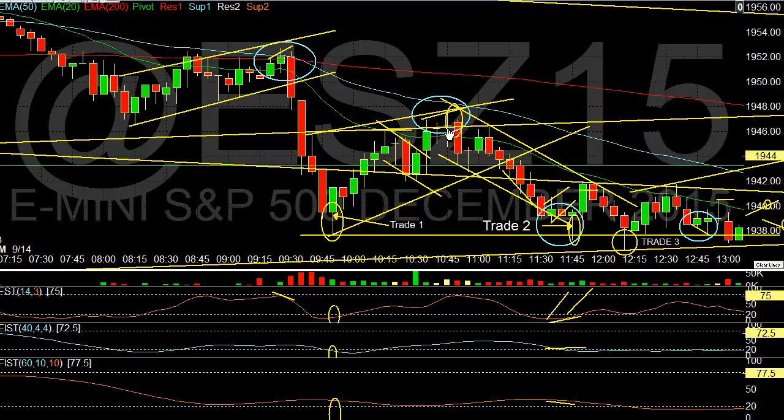Here there was not really one, but we did have that divergence. And here we had a big candle breakdown, but it wasn't that reversal that we normally look for. But there was a couple 5 minute reversals here.